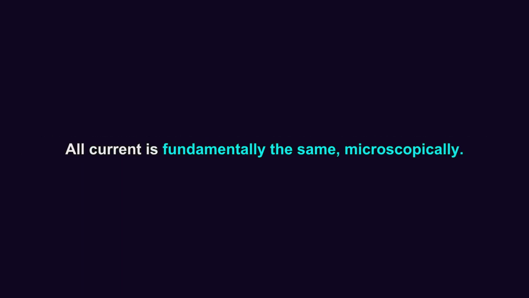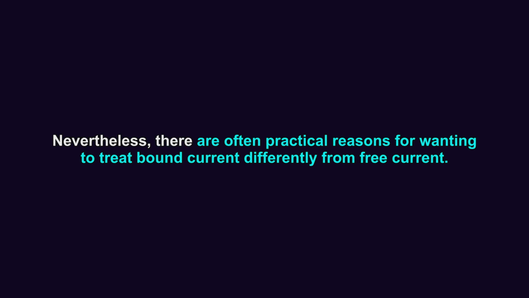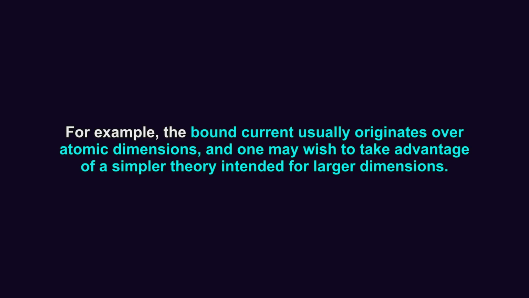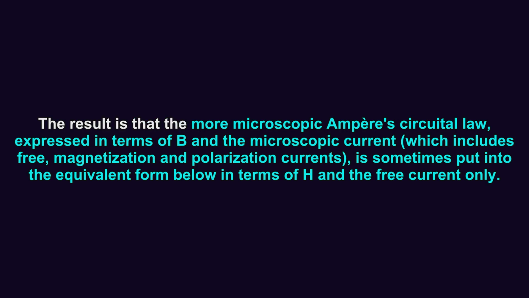All current is fundamentally the same, microscopically. Nevertheless, there are often practical reasons for wanting to treat bound current differently from free current. For example, the bound current usually originates over atomic dimensions, and one may wish to take advantage of a simpler theory intended for larger dimensions. The result is that the more microscopic Ampère's circuital law, expressed in terms of B and the microscopic current, which includes free, magnetization, and polarization currents, is sometimes put into the equivalent form below in terms of H and the free current only.